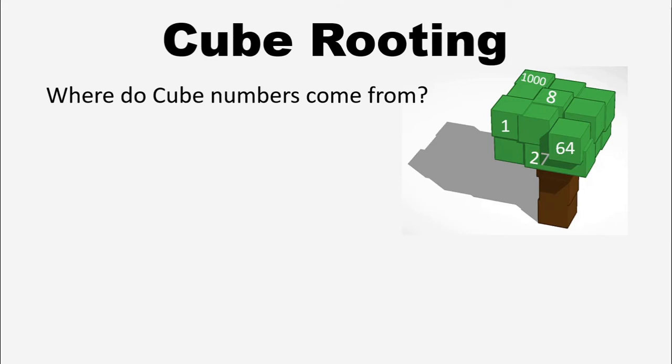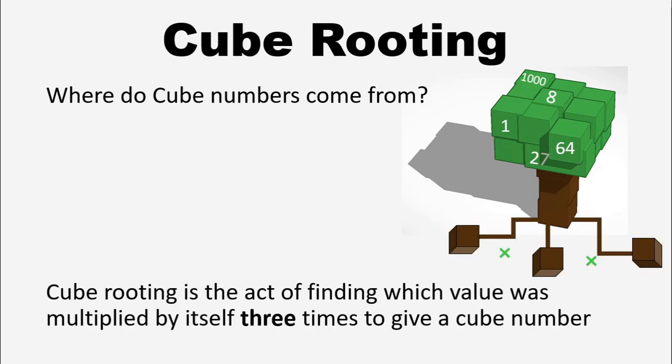Much like square rooting, when we're cube rooting, we're asking where do these cube numbers come from? And like with square rooting, I suggested maybe they grew on a tree. So maybe cube numbers grow on a cube tree. And if that's the case, they must have come from their cube roots. Cube rooting is the act of finding which value was multiplied by itself 3 times to give a cube number.